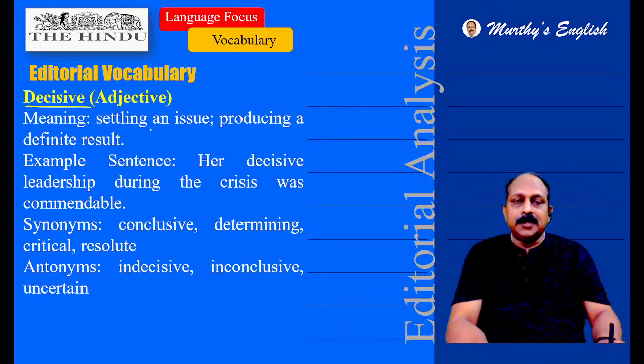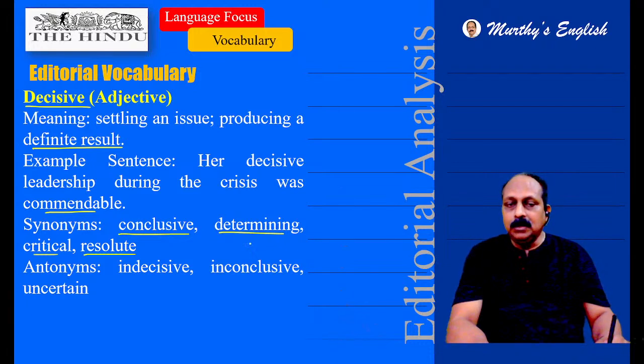Adjective. Settling an issue, producing a definite result, something that is definitive. Example, her decisive leadership during the crisis was commendable. Commendable means what? Highly appreciable, admirable, laudable. Synonyms: conclusive, determining, critical, resolute. All the words are familiar words and important words you have to remember. Conclusive, something that is definite, you can say, determining, critical, resolute. Antonyms: indecisive, inconclusive, uncertain.